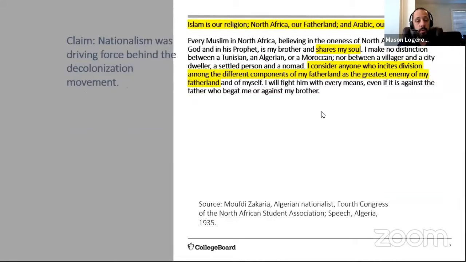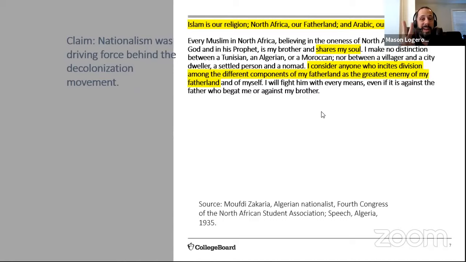All right, the other source he gave you was again from another Algerian nationalist. And the claim was about nationalism, which Smith did a really good job of pointing out yesterday, that nationalism was a major, major cause of these decolonization movements. And it inspired a lot of people in these former colonies to try and fight for independence. Now, notice in this document, the term nationalism is never used. You don't see the word nationalism anywhere in here. But there are nationalist ideas. I mean, look at that very first sentence. It mentions religion.